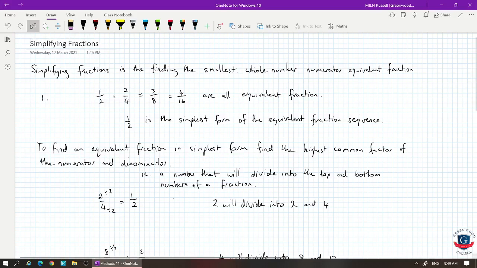Hi everyone, we're now going to look at simplifying fractions. Simplifying fractions is finding the smallest whole number numerator equivalent fraction. That's a bit of a mouthful. Easier to show than it is to say.